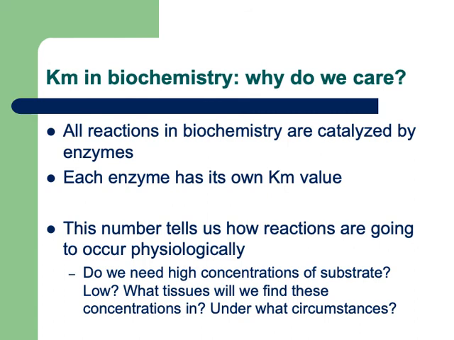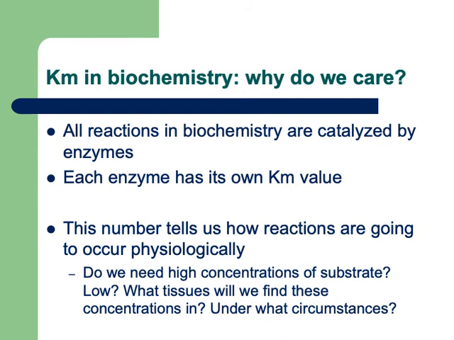Do we need a high concentration of substrates? Do we need a low amount? What tissues will we find these concentrations in and under what conditions? So for example, in your vital organs, we have a high substrate concentration, which makes sense because we always want reactions to happen. So remember, vital organs have a high substrate concentration to promote a constant supply of biochemical reactants to fuel these reactions, specific to energy production.